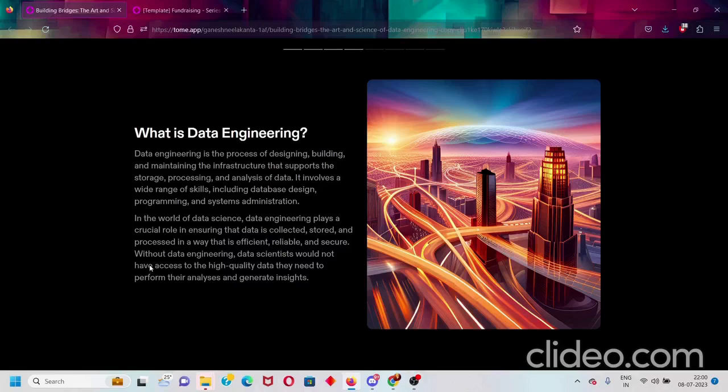I already told you, but if we look at this definition, without data engineers, data scientists would not have access to high quality data. With that high quality data, data scientists perform their analysis and generate insights on the data. If we go with a simple example, we will get to know more about how data engineers do their work.